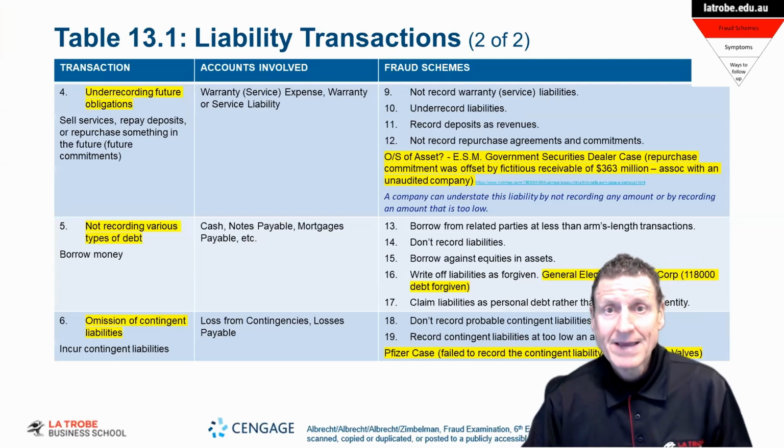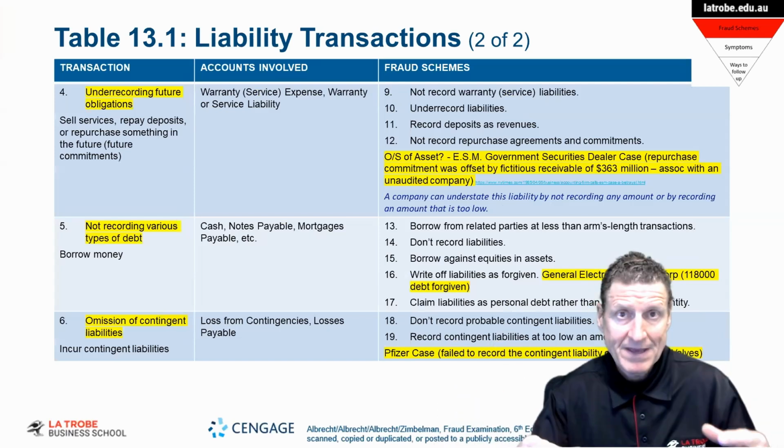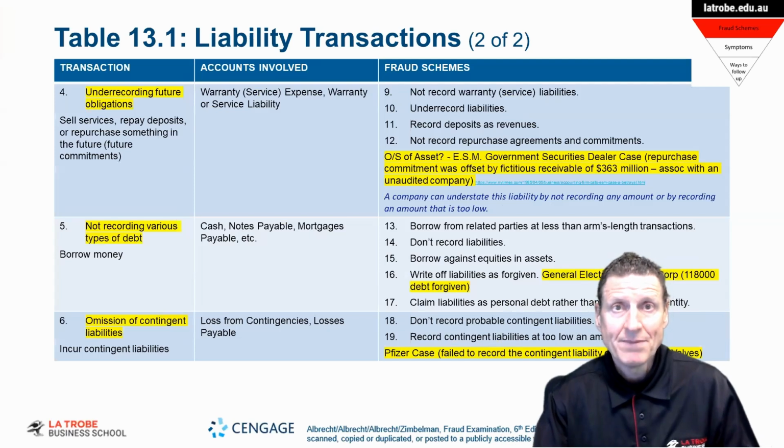So you can see that some of the themes coming out from these frauds are associated with the failure of products that you sell in the future, and not recording that failure as a contingent liability on your current day books.